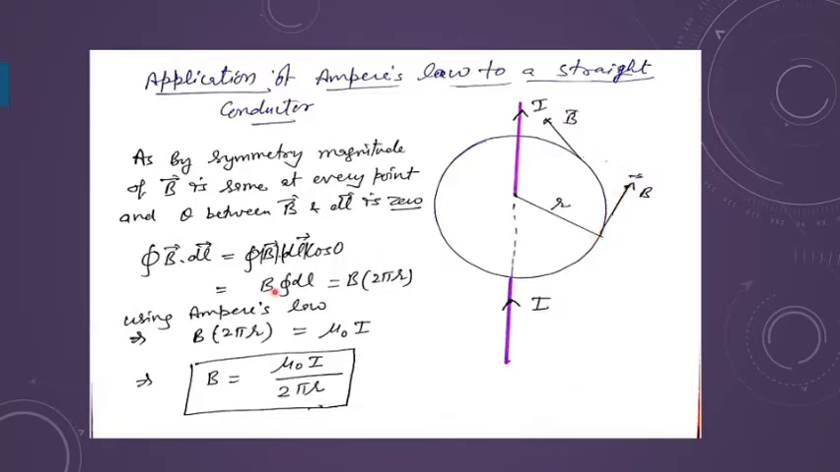So you can write it as B times the integral of dl, and the integral of dl is equal to the circumference of this circle, which is 2 pi r. Thus by putting the values in Ampere's law, you get this result: B comes out to be mu naught I upon 2 pi r. So this is the result.